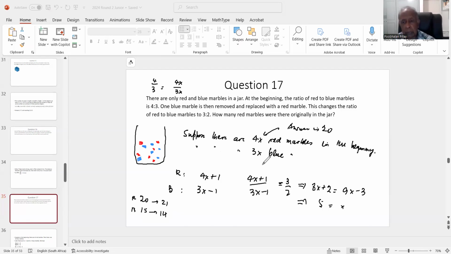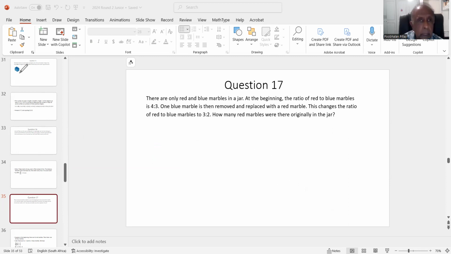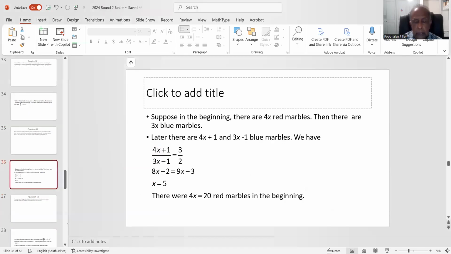This mathematics can help you to solve the problem without having to guess the answers. See, some people will try to guess how many red marbles, how many blue marbles, and so on. But you just have to put an X there somewhere, get an equation, and solve. That's the power of mathematics. Okay. So we said the answer was 20. There it is. 4x. It's exactly the same thing that I did. So there are 20 red marbles in the beginning.